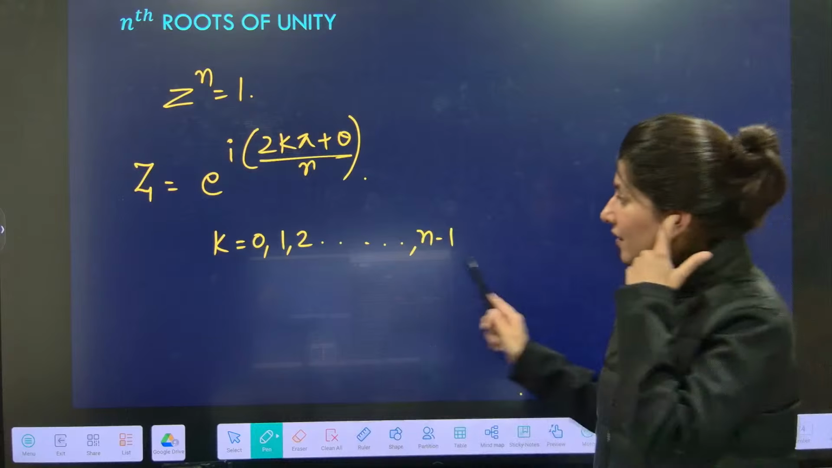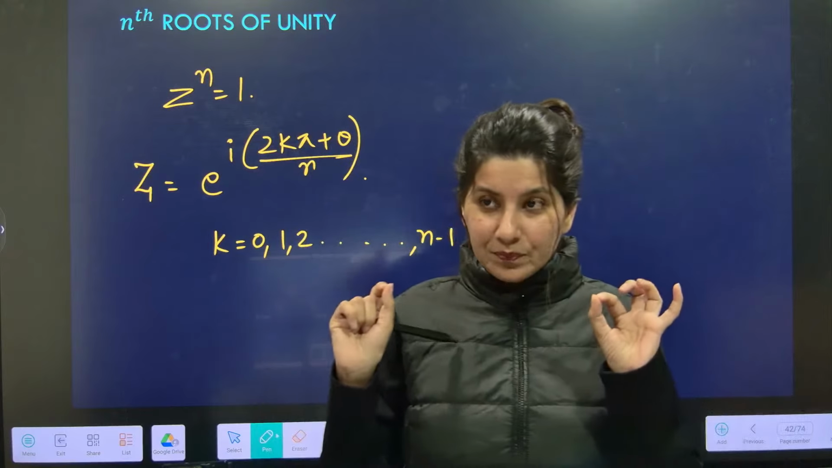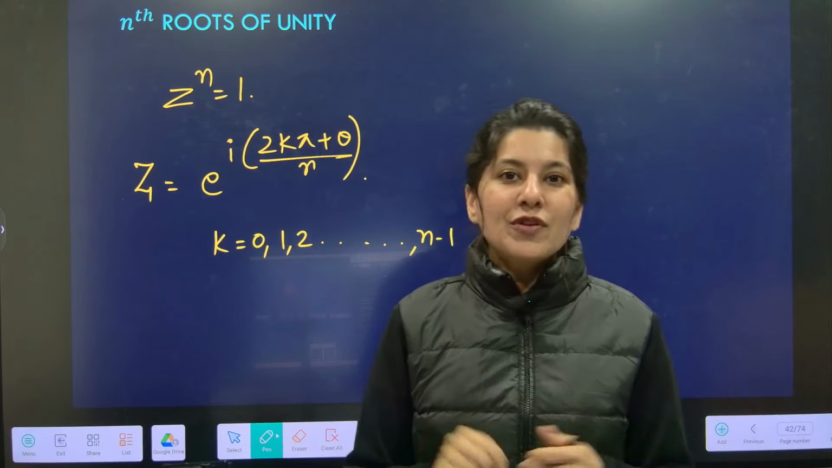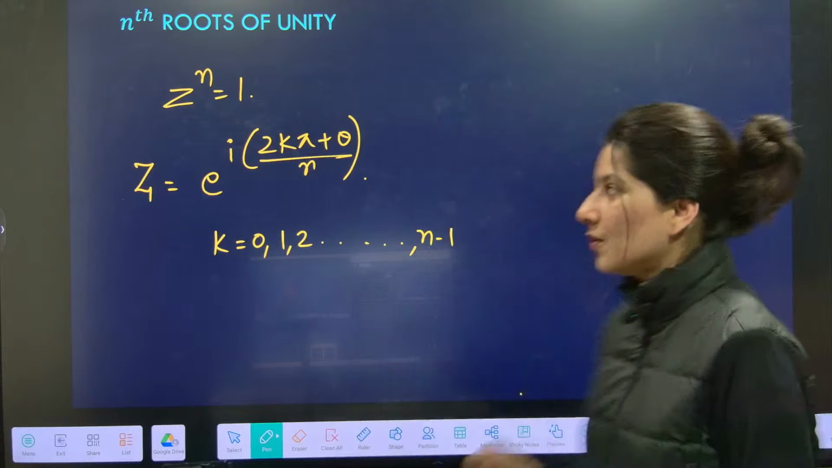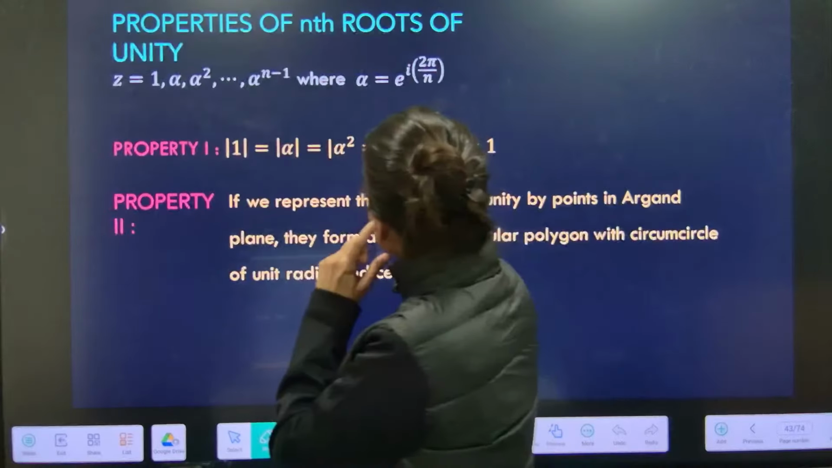N roots are there. So this is the proper, see, now I am giving you the final answer of every question, be it cube root of unity, be it nth root of unity. Okay. All right. Can we see this?